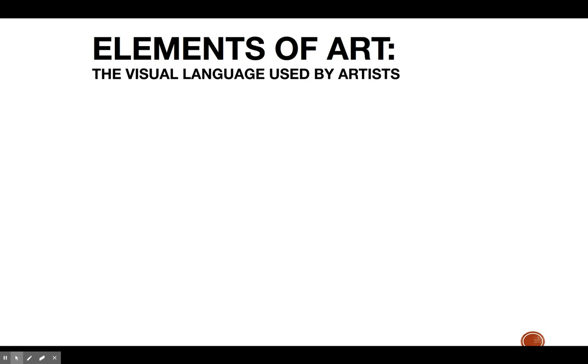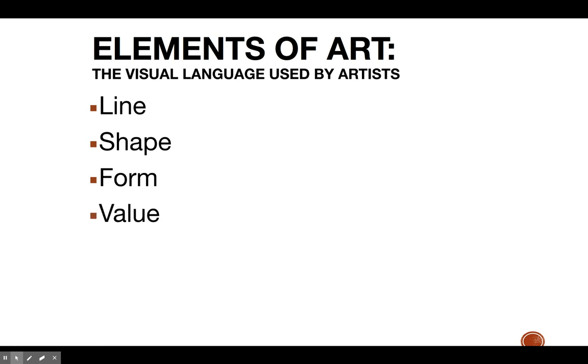So, the elements of art, it's the visual language used by artists. So, this is a visual language similarly to the way that you might use letters to describe a word. When we think about the visual language used by artists, we're thinking of line, shape, form, value, color, texture, and space.